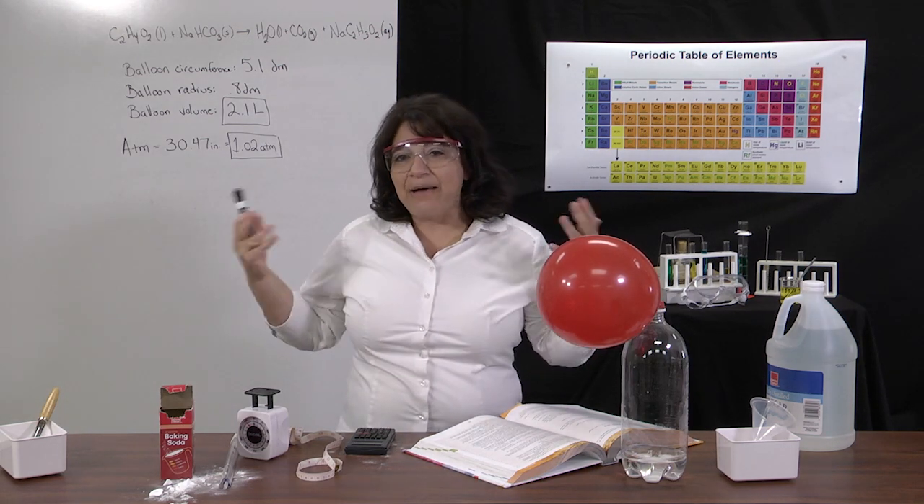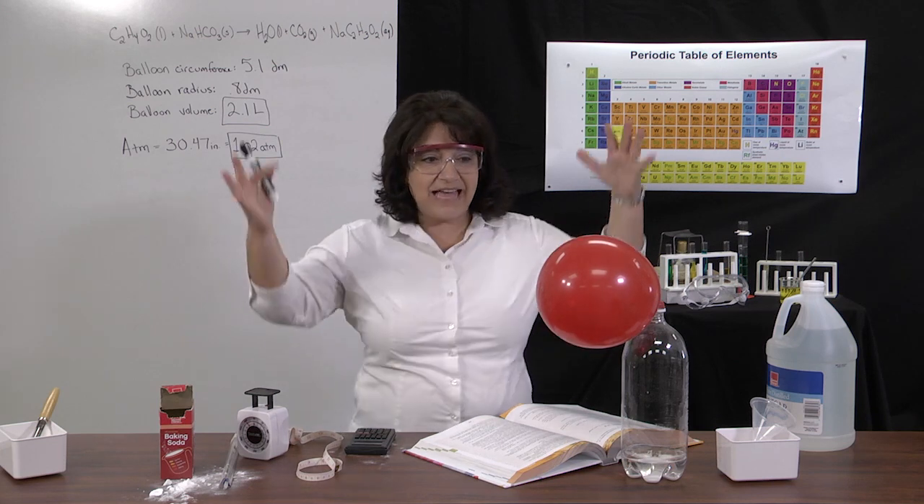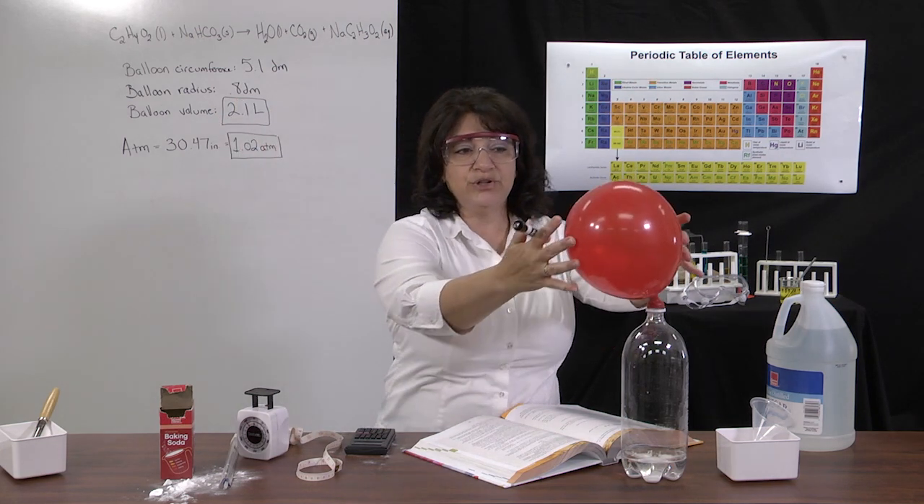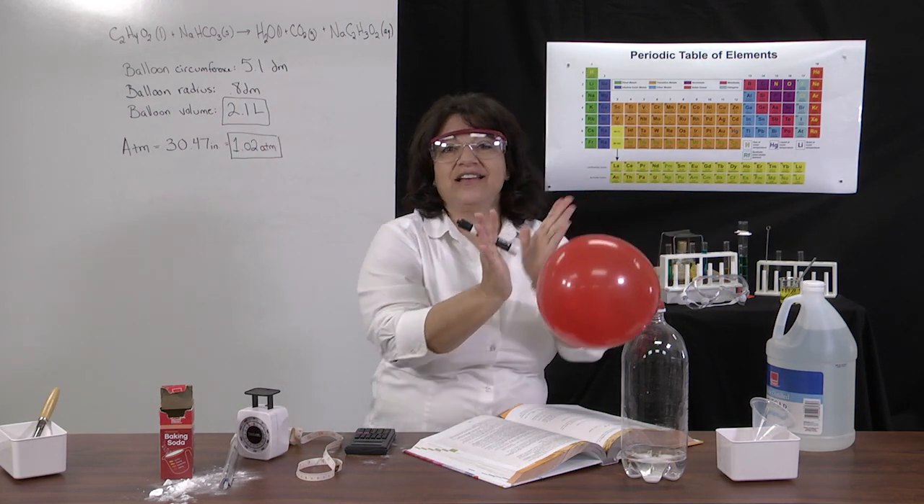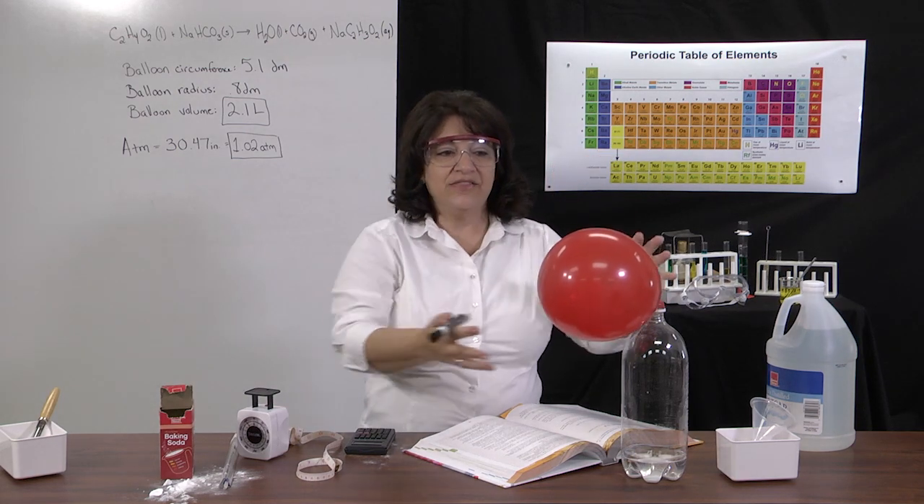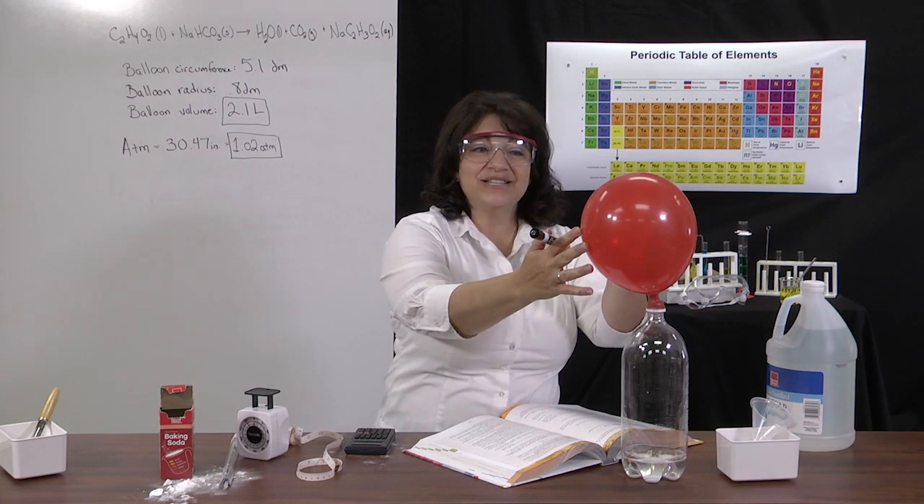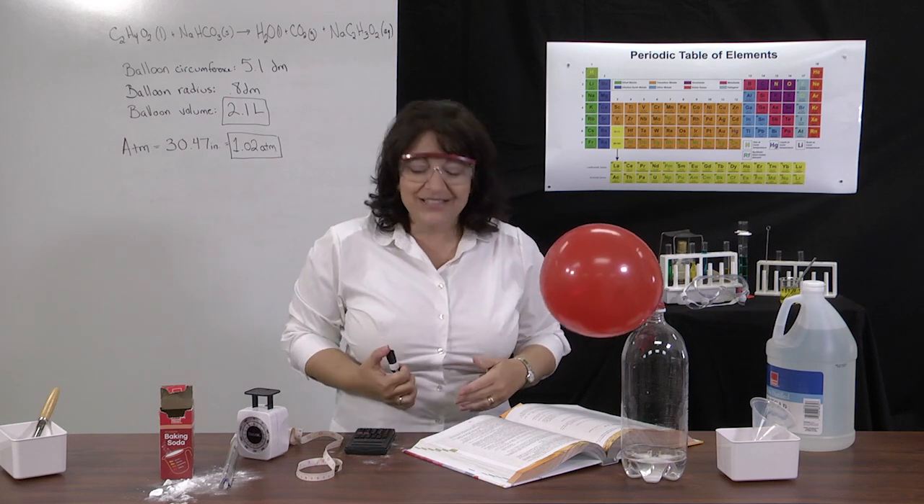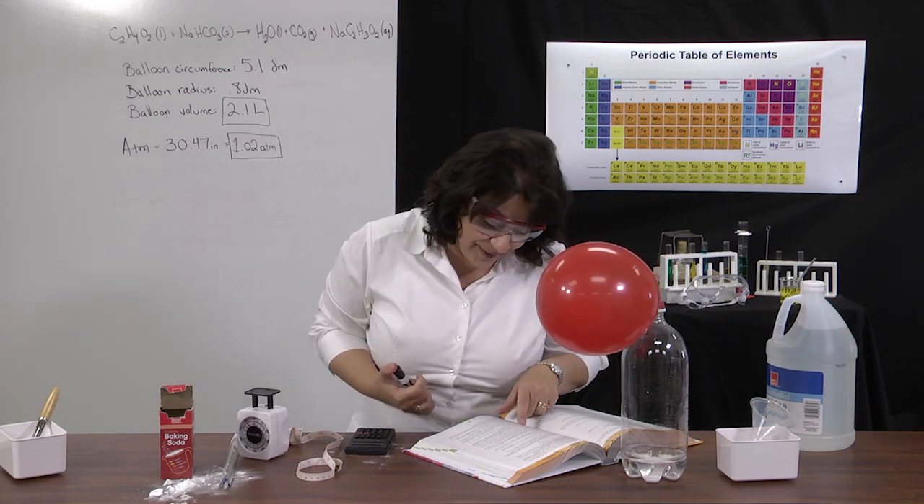Now, the reason why atmospheric pressure is a useful value for us is that the atmosphere is pushing on this balloon with equal pressure as the balloon is pushing outward. That's why the balloon is the size that it is. So that's the pressure on the inside of the balloon as well as the outside. So we have the pressure now.